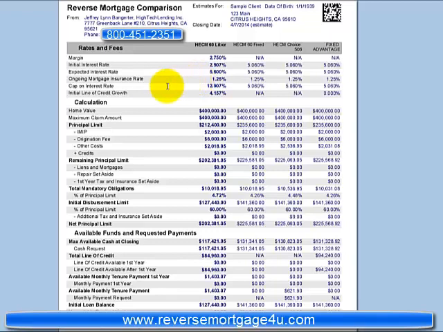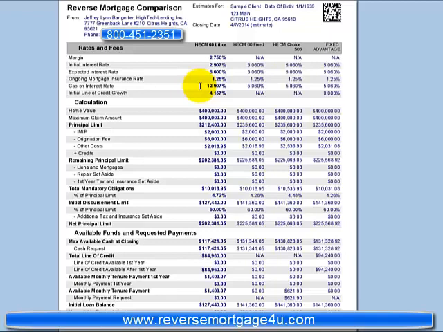On the variable rate, they do have a cap on the interest rate of 10 points above the start rate. So the start rate's 2.907. 10 points above that would be 12.907. This can strip equity away out of your house faster. However, it's a good thing if you're using a line of credit.